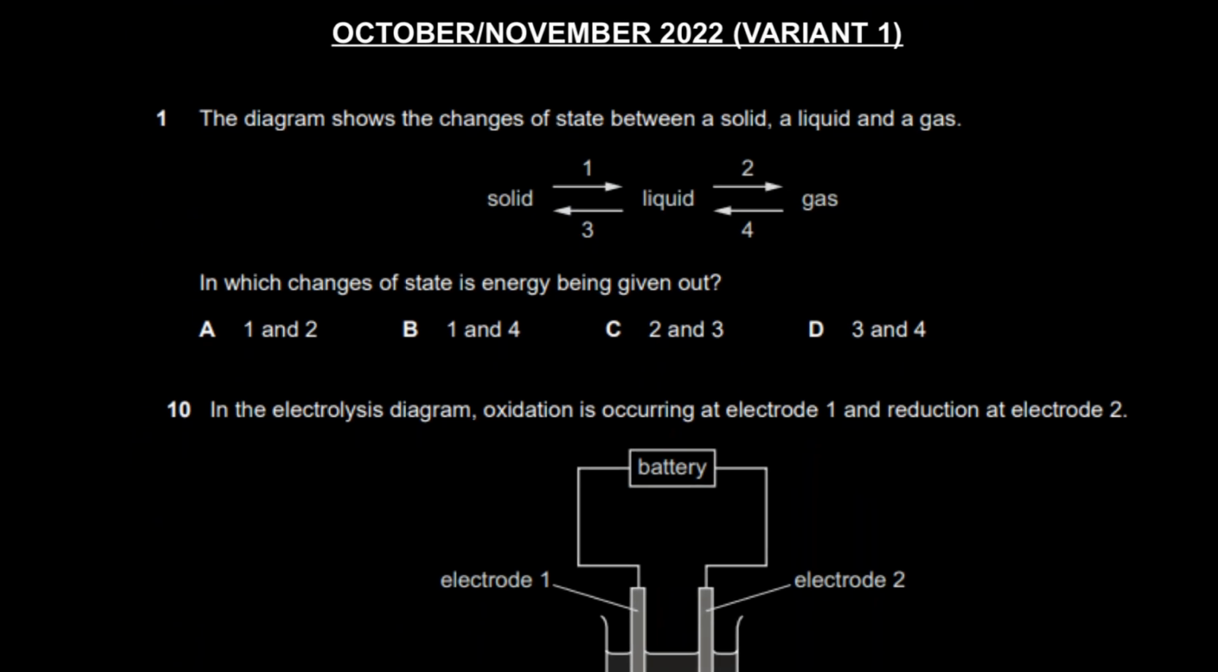Now, this particular MCQ says, the diagram shows the changes of state between a solid, liquid, and gas. In which statement is energy being given out? So he's asking which state change is exothermic. In exothermic, energy is given out, and in endothermic, energy is taken in. If you go from a solid to a liquid, do you have to provide it energy, or does it provide energy to the surroundings? Obviously, you have to heat up the solid, give it energy to overcome the intermolecular forces of attraction that hold the solid in place.